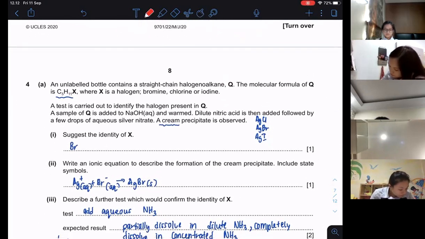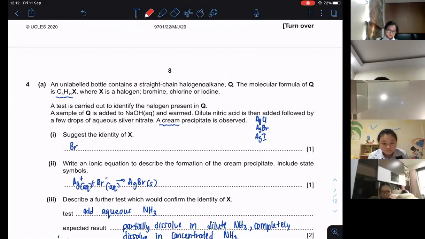Now number 4. An unlabeled bottle contains a straight chain halogenoalkane. The molecular formula of Q is C5H11X. They say straight chain, no branching, where X is a halogen: bromine, chlorine, or iodine. The test is carried out.